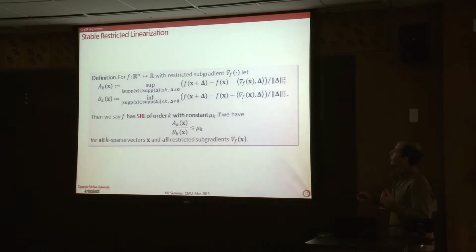So with that definition, we use this equivalent of stable restricted Hessian for non-smooth functions, which is called stable restricted linearization. And then it is defined using these Bregman divergence type functions here.